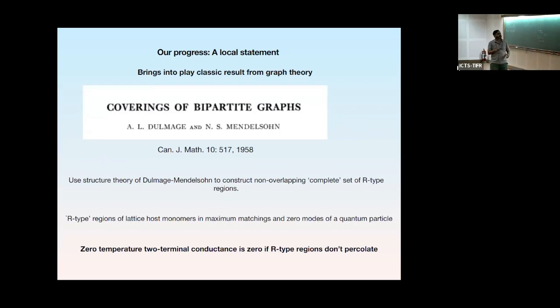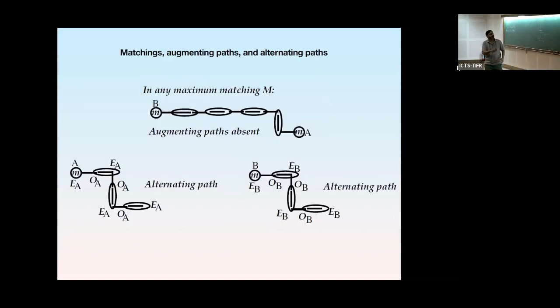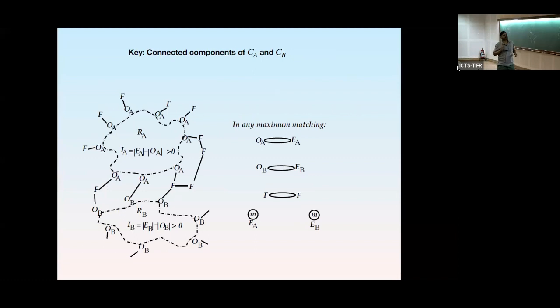And the key progress involved, again, really amazing work by earlier people. In this case, Dulmage and Mendelsohn. So they have a structure theory of bipartite graphs, which allows me to construct these regions. Maybe you can take it on faith that there is a way, and I will skip this part, of labeling sites of a bipartite lattice even, odd, or unreachable. Actually, I can just say that it's even if you can get to them with an even number of steps from a monomer, odd if an odd number of steps, unreachable if you can't reach them. And once you find this labeling, there is a way then of making connected clusters and getting to this picture.